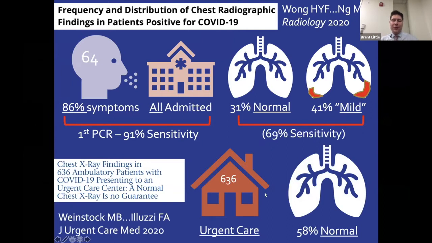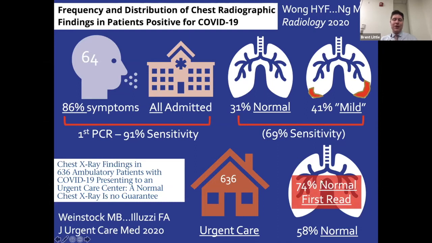And it gets a little bit worse because that was actually in the study when the readers knew that the patients had COVID-19. And so how did they do in the original setting when they didn't know? For the clinical reads, 74% were actually read as normal. And so all of these patients had COVID-19. And there was a reason they presented to urgent care. They were symptomatic, but these were read as normal.